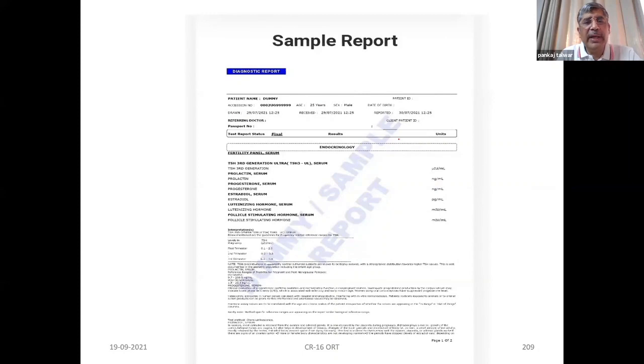But now look, in case you look at this dummy picture. When the woman comes, we are ordering for her the whole fertility panel. In the fertility panel, we have got TSH, prolactin, progesterone, estradiol, luteinizing hormone, and follicle stimulating hormone.